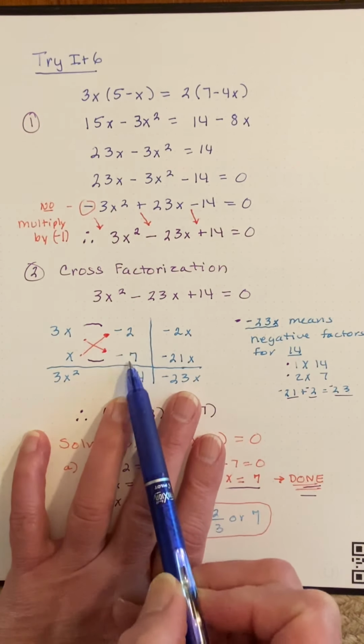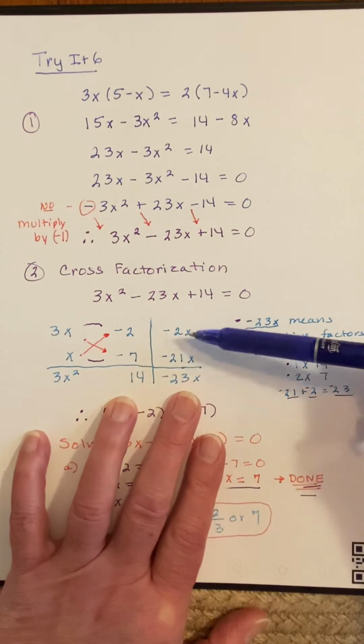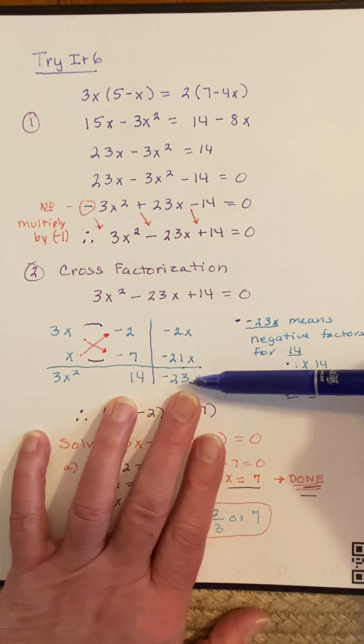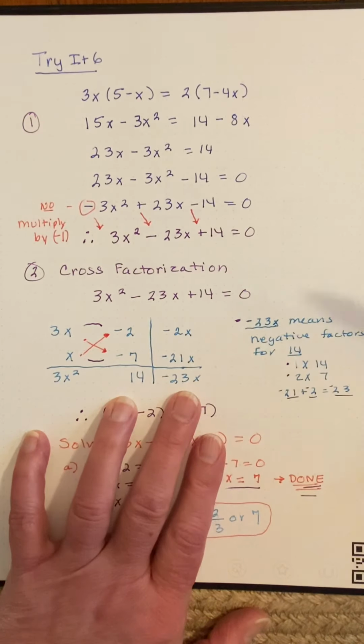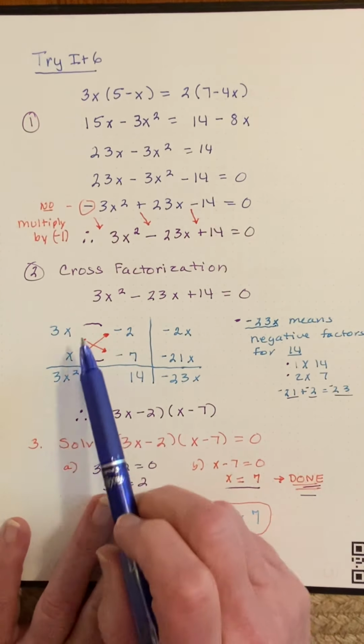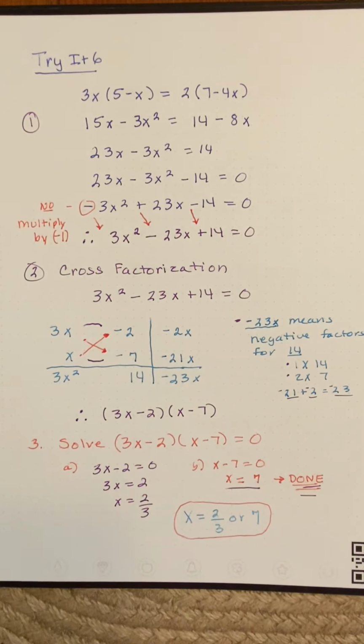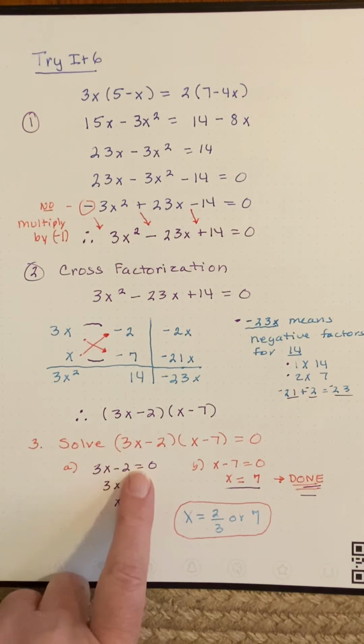Now I have negative 2 times negative 7 is 14. Gives me a negative 2x. I add these two negative numbers. It equals negative 23x. All works out. Therefore, 3x minus 2 times x minus 7 is my solution to the factorization. Now I go on to solve it in step number 3.